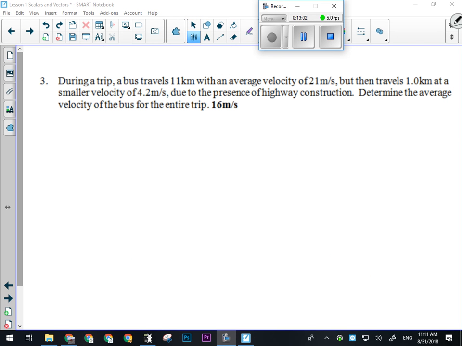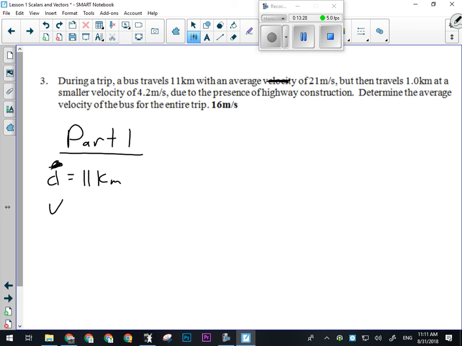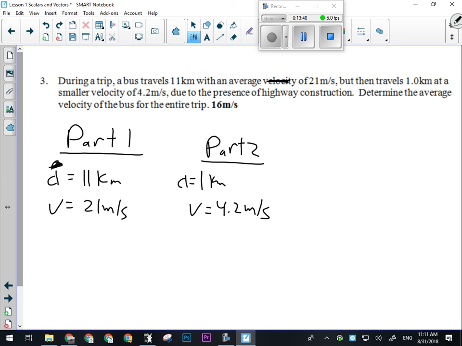All right, so for number 3 here, we have a bus that travels 11 kilometers. So this is a multi-part trip, and we're going to treat this like the example we did. In part 1, they don't tell us the direction, so it's not displacement, it's actually distance, 11 kilometers, with an average velocity of 21 meters per second. But they don't tell us direction, so that's a typo, that should just be speed, of 21 meters per second. Then in part 2, the distance is 1 kilometer, at a smaller speed of 4.2 meters per second. Determine the average velocity over the whole trip.